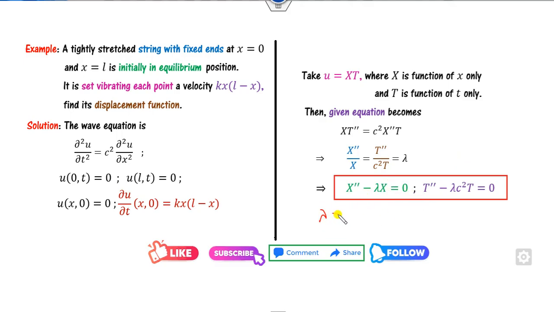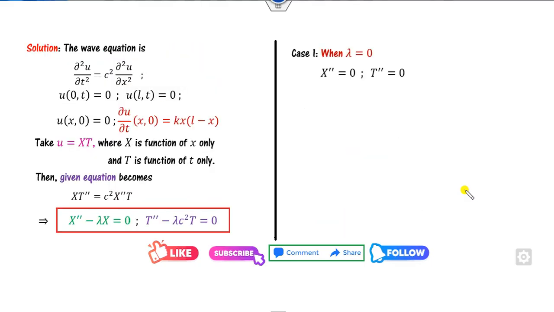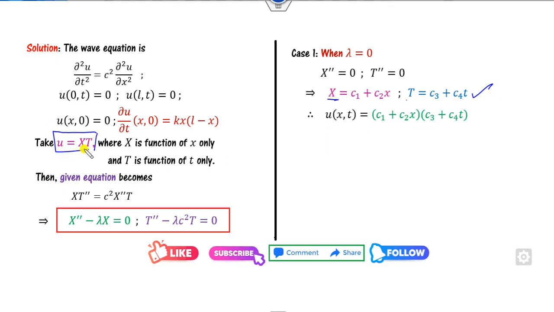Again you have the three cases: lambda equal to 0, lambda greater than 0, or lambda less than 0. Let's see first lambda equal to 0. I can substitute the value of lambda here. You will get X double dash equals 0 and T double dash equals 0. Again you can write the auxiliary equation: m square is 0, so m is 0 and 0, giving c1 plus c2 x. Similarly for capital T you can define it by this method. Substitute the values of X and T in this equation. Remember, in each question you have to proceed in a similar manner.